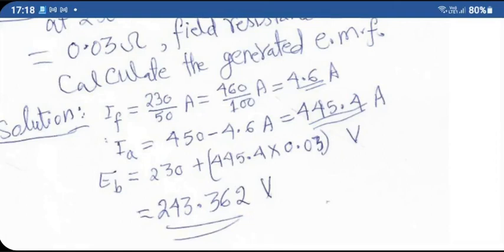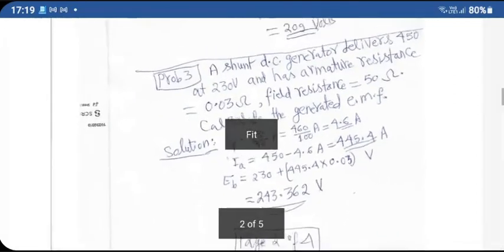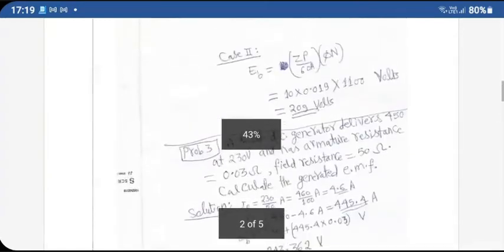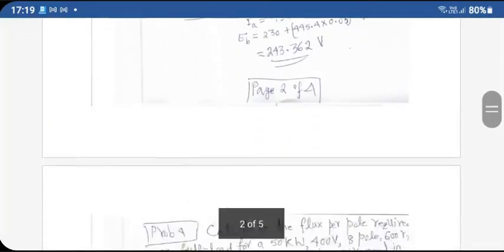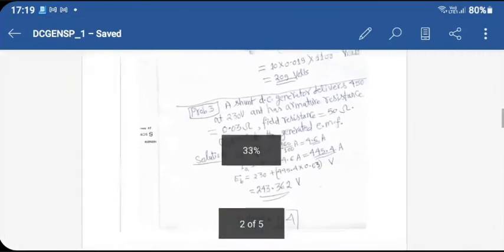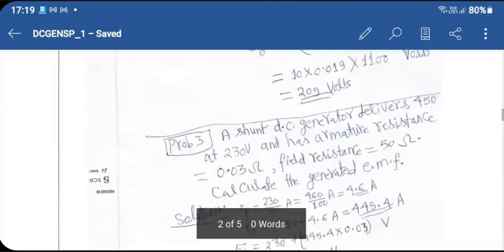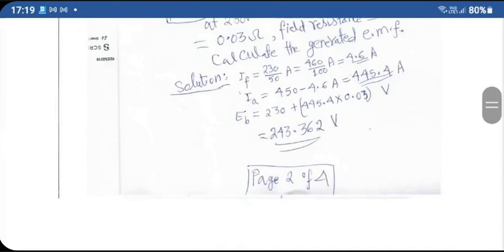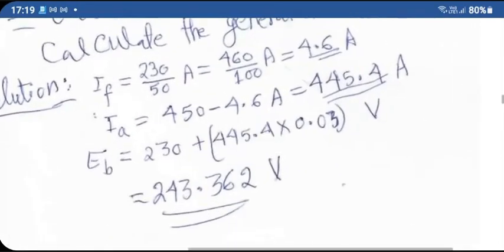This is wrong. And once you know that, you use the simple formula: 230 is the, actually I have not drawn the diagram, that's why it's getting confusing. But if you go back to the document which is going to be sent to you, you will see that EB is more compared to V by this amount IARA. As simple as that. EB is 230 volt plus IARA. Of course, IA value is wrong, but the rest of the calculations are correct.